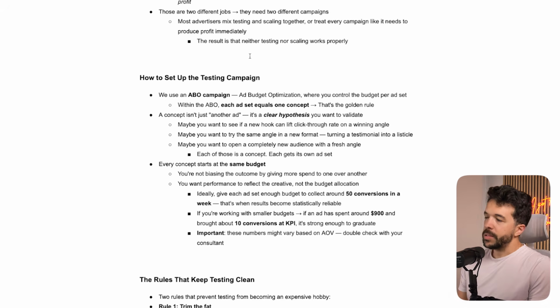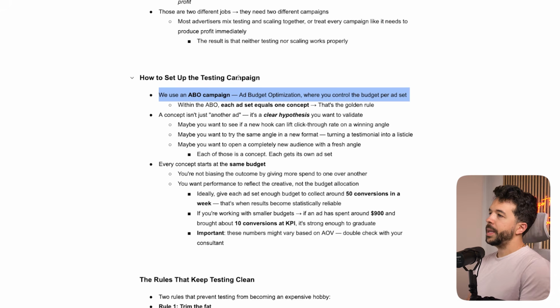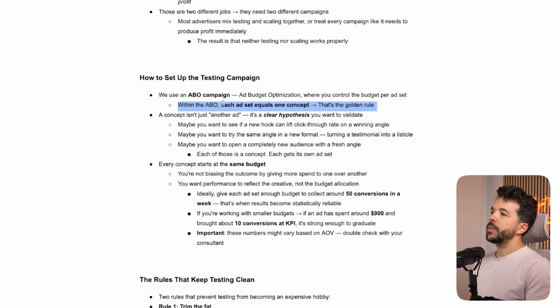But I know that sometimes some ad accounts have some magic, and for whatever reason, something works in some accounts, something doesn't work in others. So whatever, my go-to setup is the following. We use an ABO campaign. This is where you control the budget per ad set. And within the ABO, each ad set equals one concept.